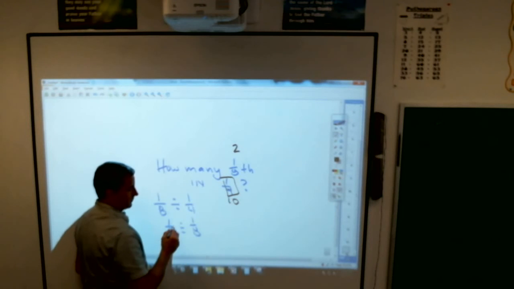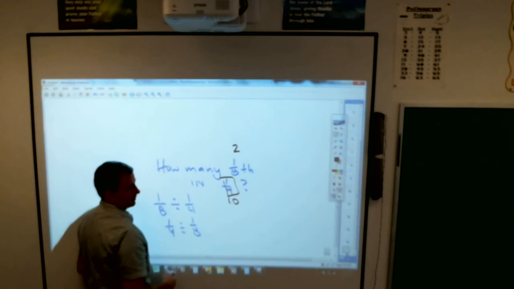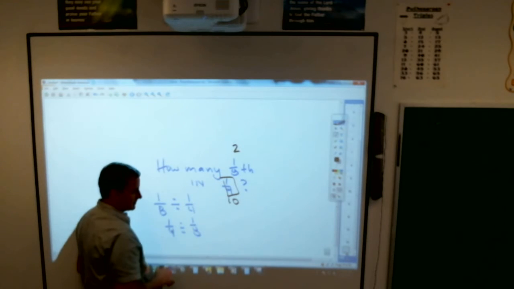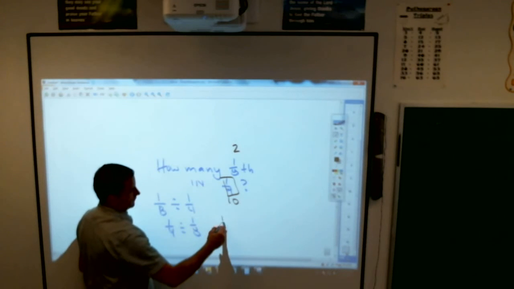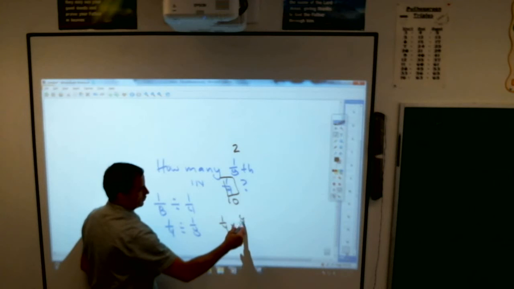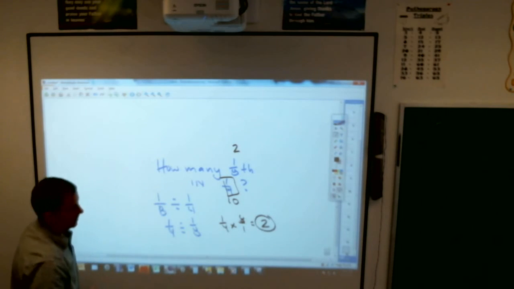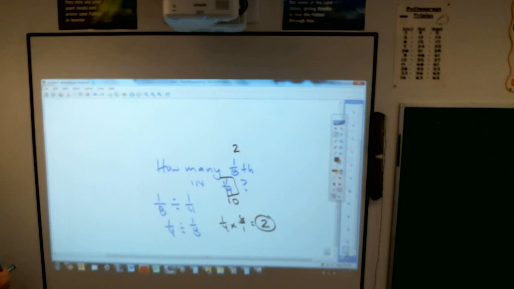It's 1/4 divided by 1/8. You do that just to see which one goes first and give you the process. So it is 1/4 times 8/1, which gives you 2 as an answer. How many 1/8 are in 1/4? 2 of them. How many 1/4 would be in 1/8?